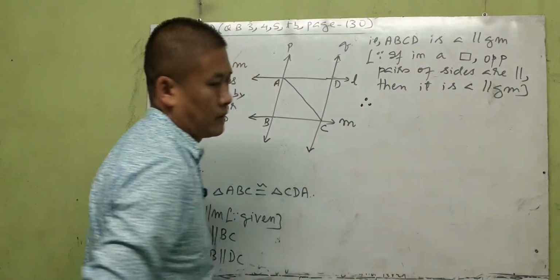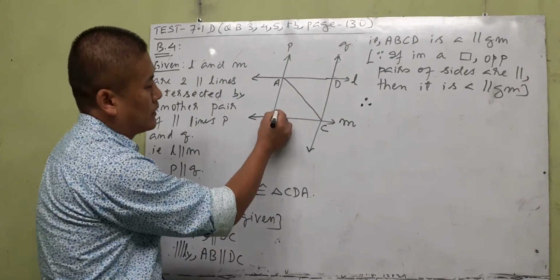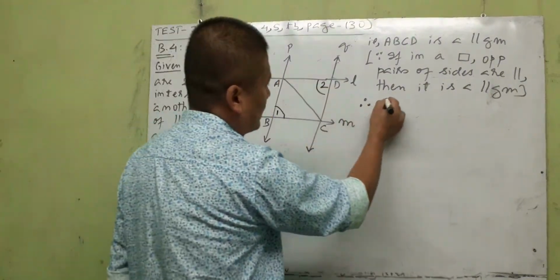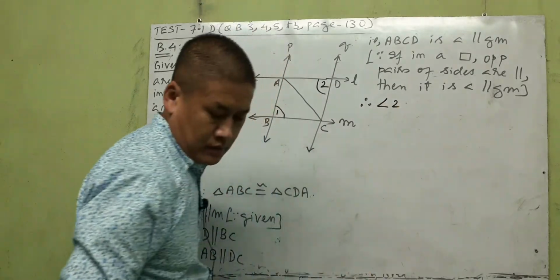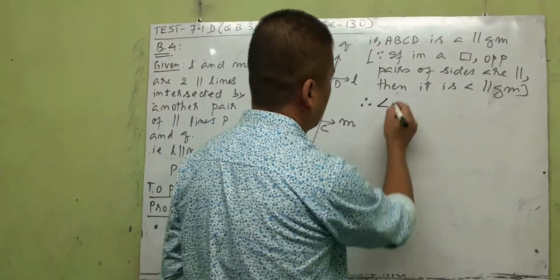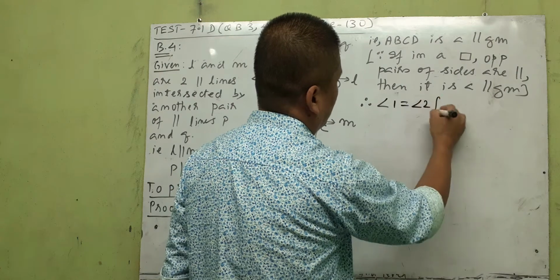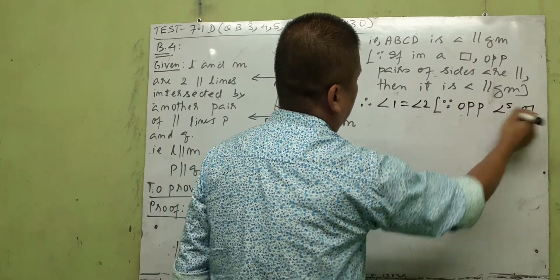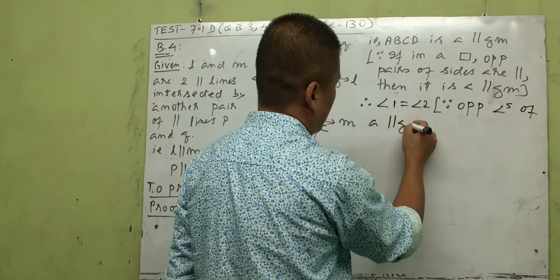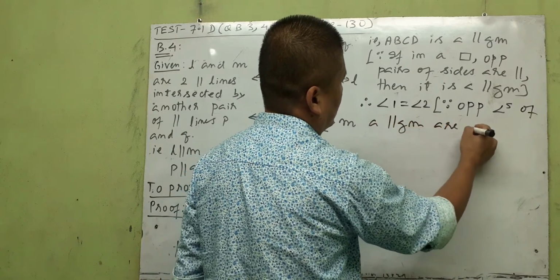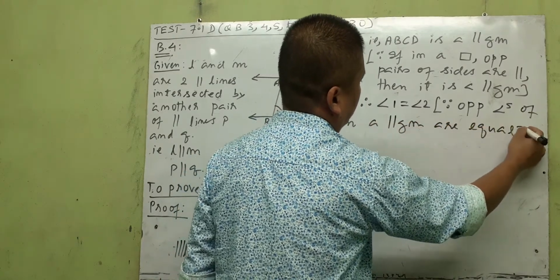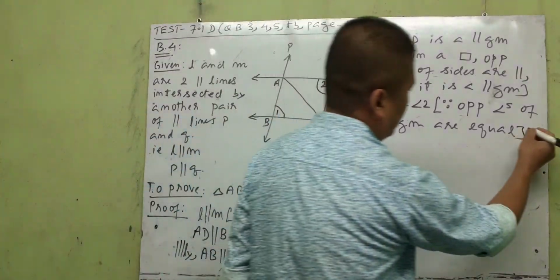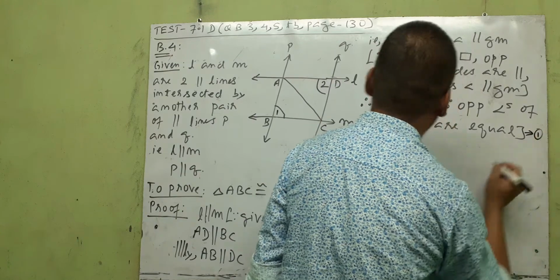So if it's a parallelogram, then this angle 1 and angle 2, at opposite corners, means opposite angles. Angle 1 will be equal to angle 2, because we know that opposite angles of a parallelogram are always equal in degree measurement to each other, right? Let us keep this as equation 1, because we're going to need this later on.